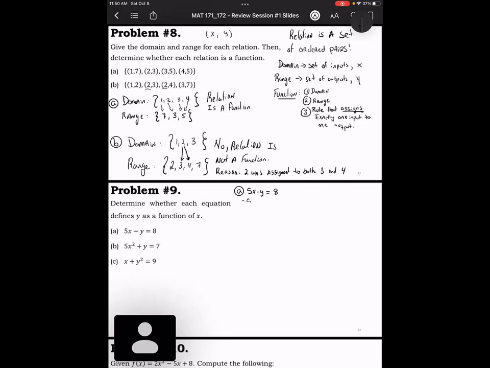You have to first subtract 5x on both sides. So on the left, the 5x are gone. This will give us negative y is equal to negative 5x plus 8. And when you divide by -1 on both sides, you're going to get y equals 5x minus 8. So if you look at this equation, by the way, what type of equation is this? Slope-intercept. It's a linear equation.